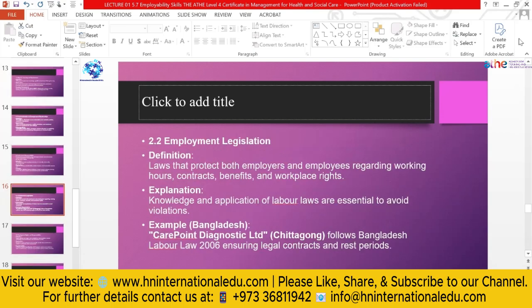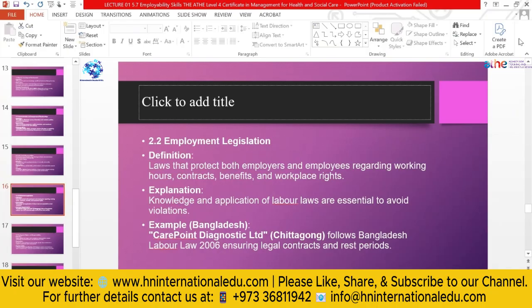Then comes employment legislation, laws that protect both employers and employees. Now we have two components in the medical field, not only in the medical field, in any field, on the management side or the business side. There are employers as well, and there are employees as well. Employees are the people who work for you under the category of subordinates, and employers are the ones who are employing the employees too.